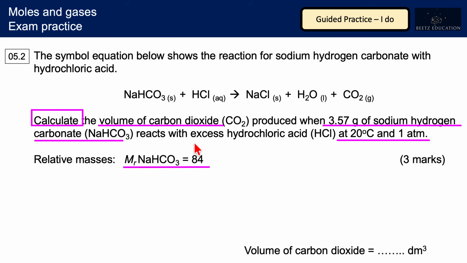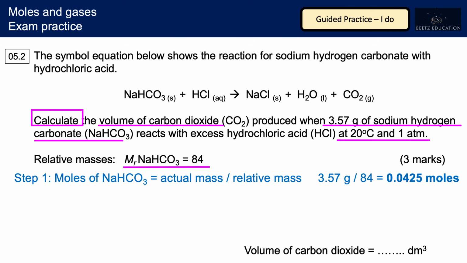Just before I go any further, if you're wondering why they told us that it's excess hydrochloric acid, well, clearly the limiting reactant must be the sodium hydrogen carbonate if HCl is in excess. So it's the quantity of this reactant that's limiting, or determining, how much carbon dioxide I produce.